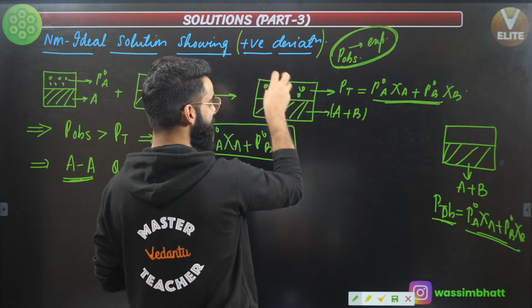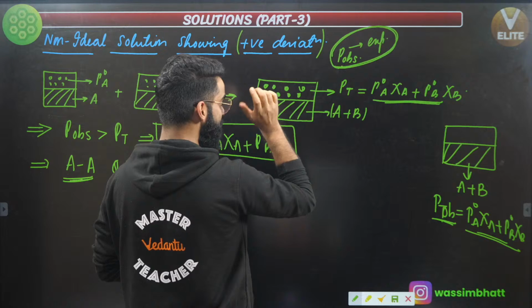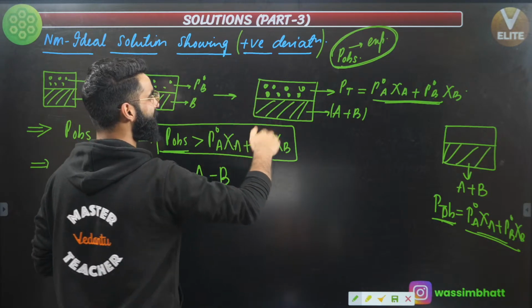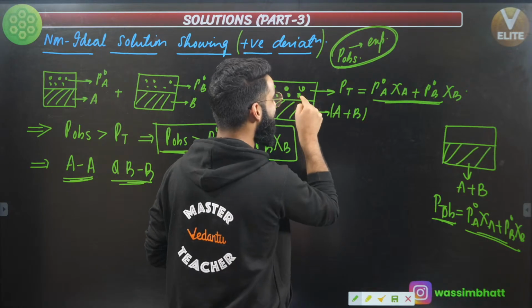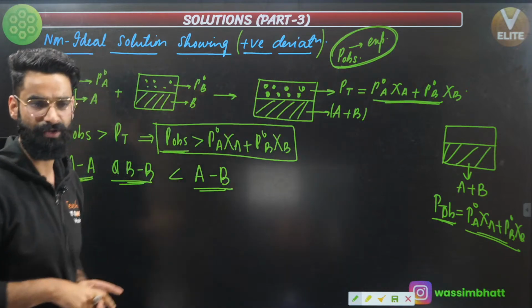But right now we have that solution which is showing negative deviation. Sorry, positive deviation. Okay? Positive deviation means the observed vapor pressure is greater than the theoretical vapor pressure. The observed vapor pressure will be greater than the vapor pressure of the solution which is calculated theoretically by means of Raoult's law.